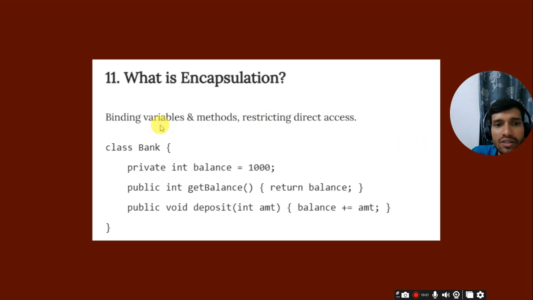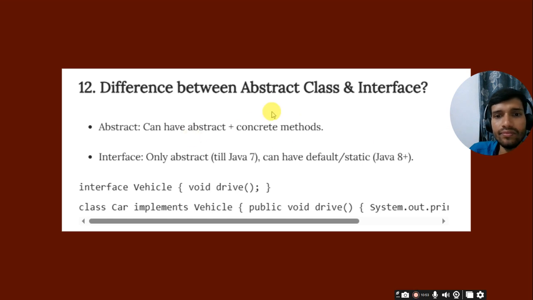So what does encapsulation mean? Binding the variables and the methods, restricting the direct access to variables and methods. So here the private balance is a variable, so no one can access this variable directly, but we are binding it with getBalance, so that if someone wants to get this balance, they can call the getBalance function, and they will get this balance.